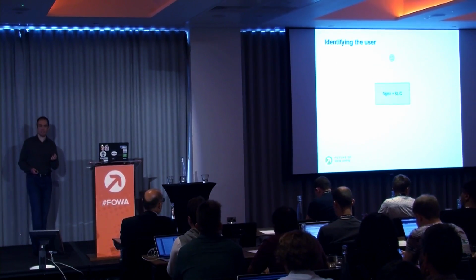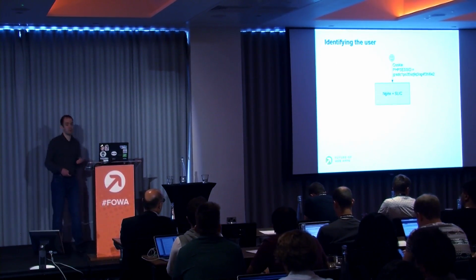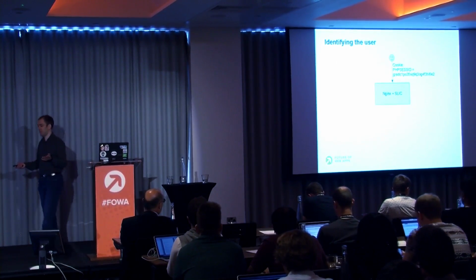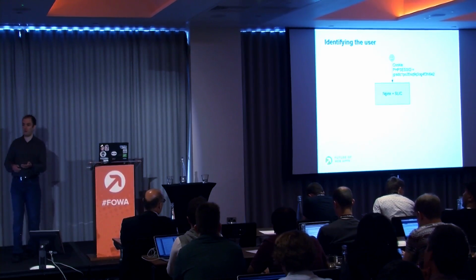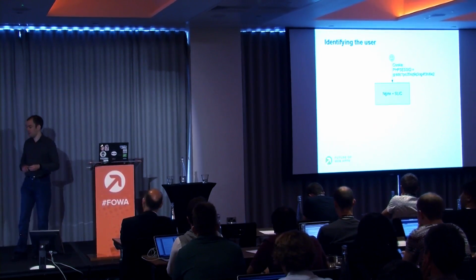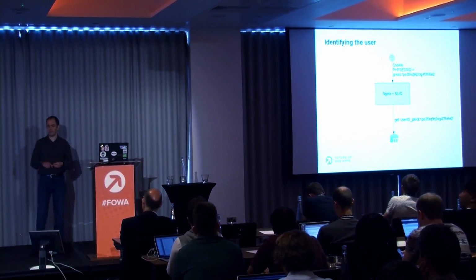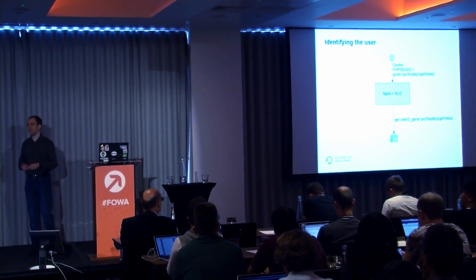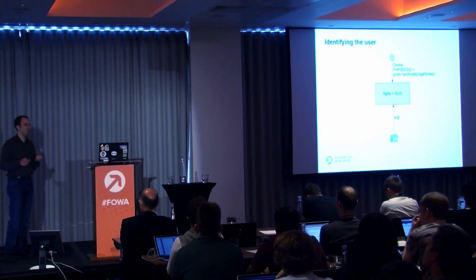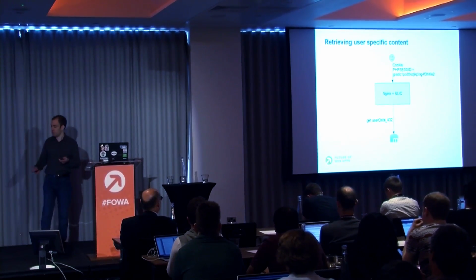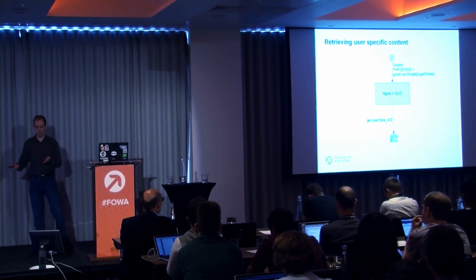And then if the user visits a page, he's going to send along his cookie if he's logged in. That cookie was set on login. And Slick is just going to say, okay, I'm going to get user ID underscore and then that cookie contents. And it's going to get back, for example, 432, which is my internal user ID. And then I can fetch any information that's linked to me. So for example, I can fetch user data underscore 432.